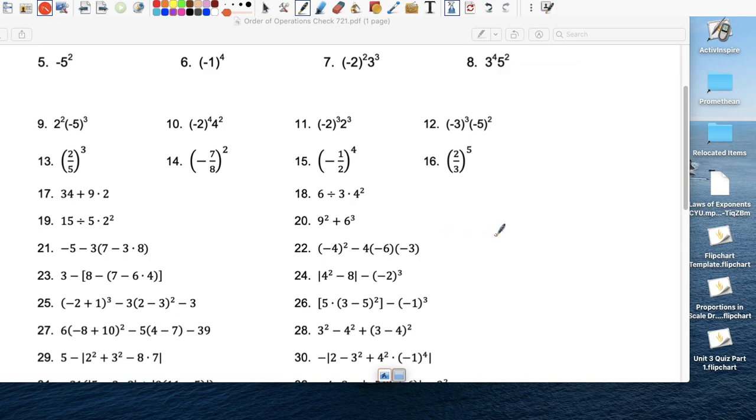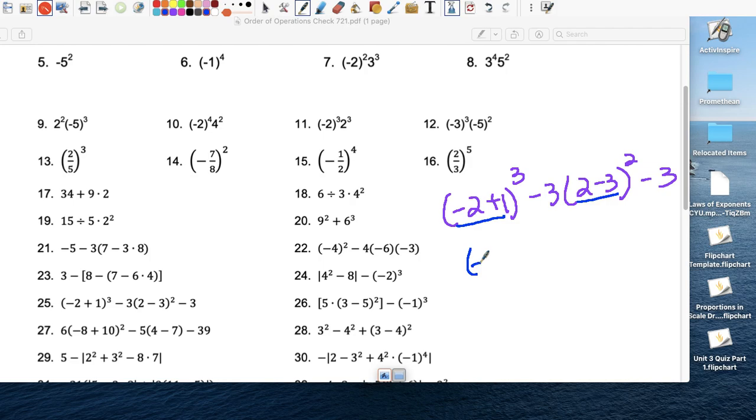25. Okay. Negative 2 plus 1, third power, minus 3. 2 minus 3, second power, minus 3. All right, so we have a few things to take care of. This, raise to the third power, and then take this, raise to the second power. So negative 2 plus 1 is negative 1 to the third power, minus 3, and 2 minus 3 is negative 1.